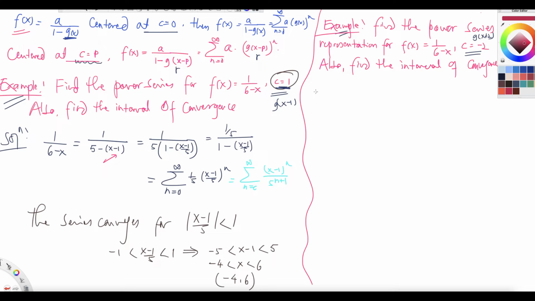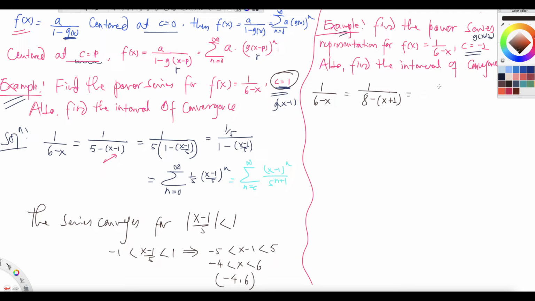So we have 1 over 6 minus x. How do I write that using x plus 2? Let me write this way: 1 over 8 minus (x plus 2). Does that give you the 6 minus x? 8 minus x minus 2 will be 6 minus x, right?